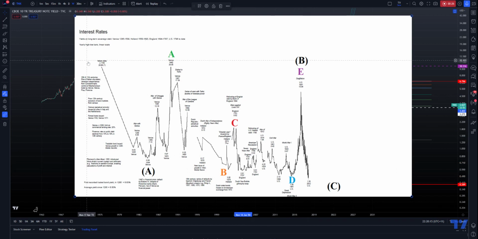So we can see here we had an initial move down, which to me could be an A wave, right? An A in brackets, which is the start of a zigzag. Then we had an A, B, C, D, E. And I think the E wave was the one that went up to 1981.